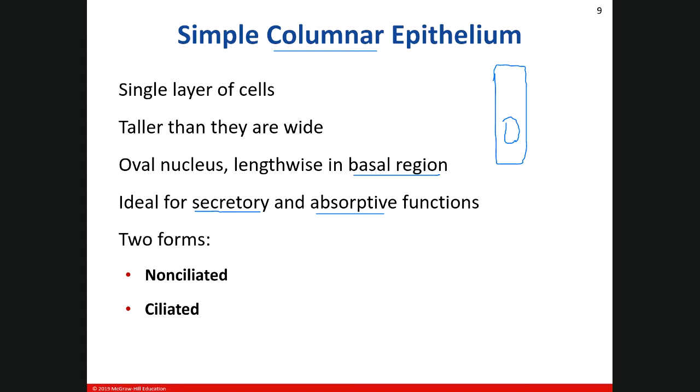So there's two types, or two forms. We've got our non-ciliated and ciliated. Does anyone know what cilia is? Yeah, it's like a hair-like, yeah, exactly.